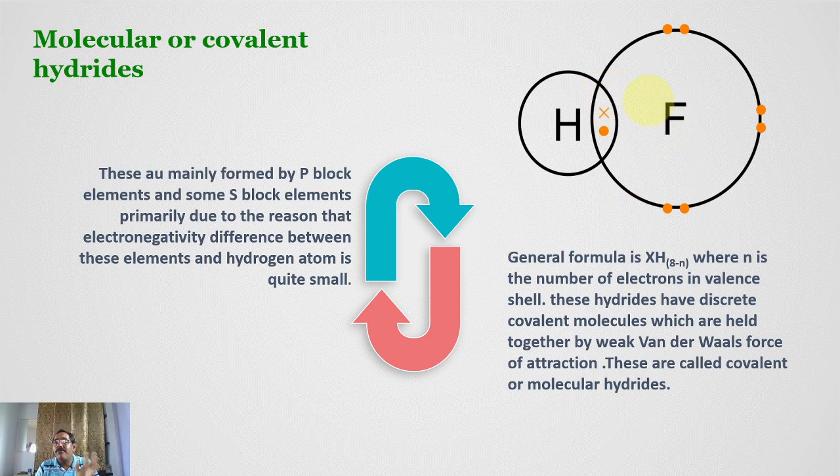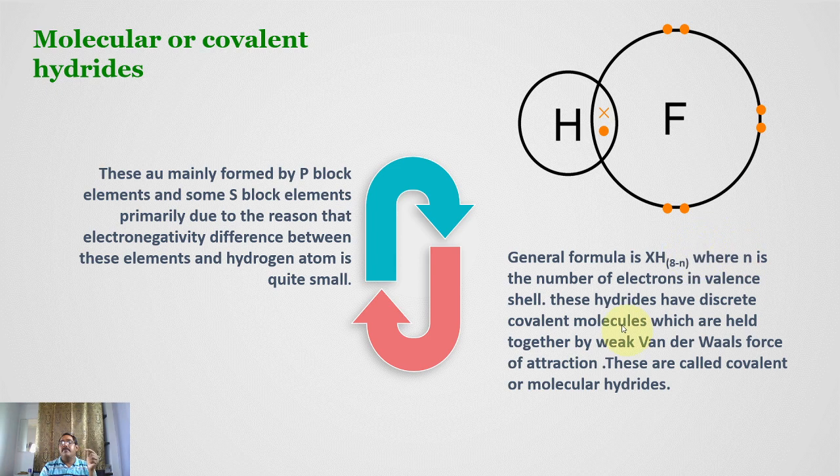So now let us see the general formula of covalent hydrides, and here it is given as XH(8-N), where X is the other element, then hydrogen. So let us understand this formula. XH(8-N): 8 is the maximum number of electrons in the outermost shell, where N is the number of valence electrons of the element. In this case, fluorine. So how many electrons does fluorine possess here? You can count, fluorine possesses 7 electrons. Now let us put the 7 into the formula.